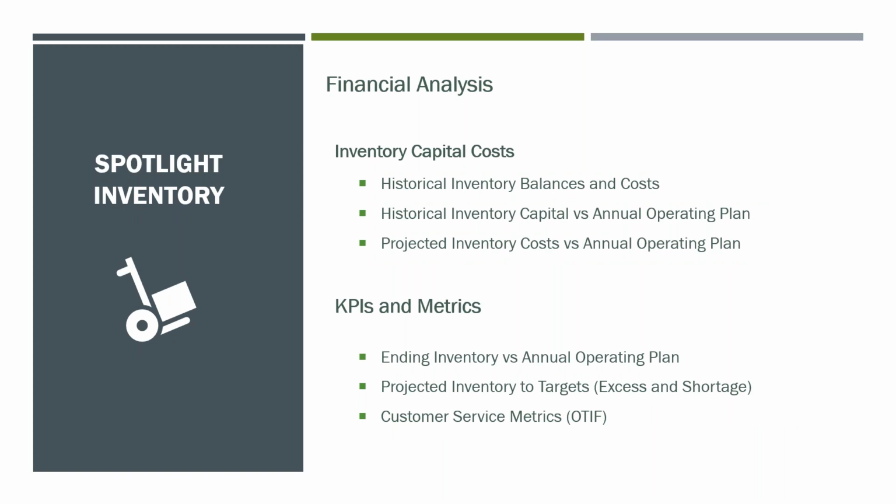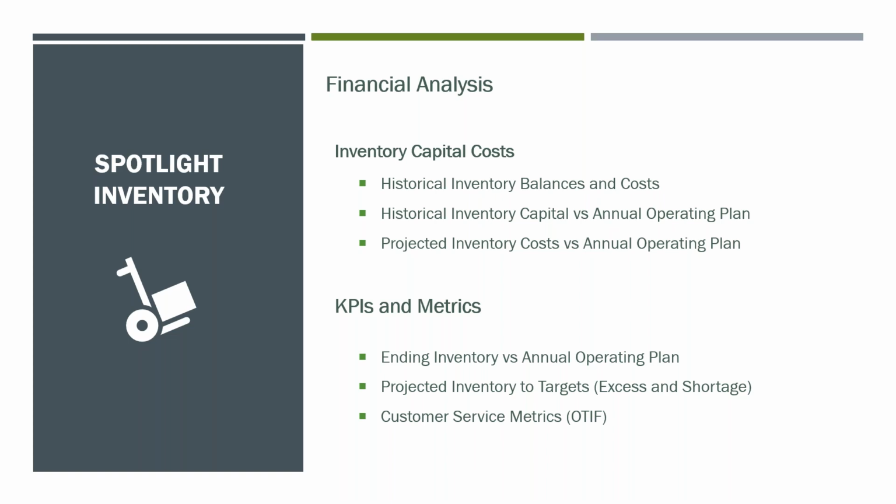Talk about inventory. Really, on the financial side, it's all about your inventory capital costs. Looking at your historic inventory balances and costs and saying, where have I been in the past? Did that hit my objective? You can look at your inventory capital versus your annual operating plan. What was my average inventory in the past, and what was my plan versus my annual operating plan in the past?